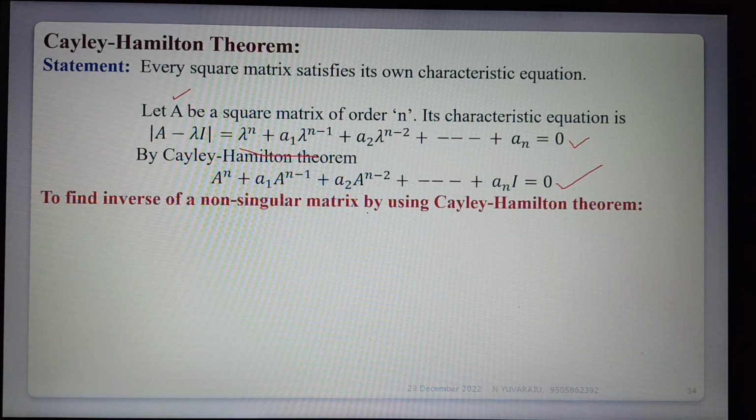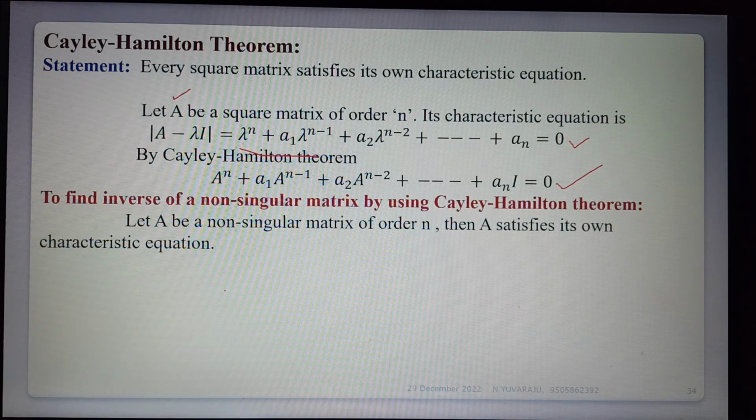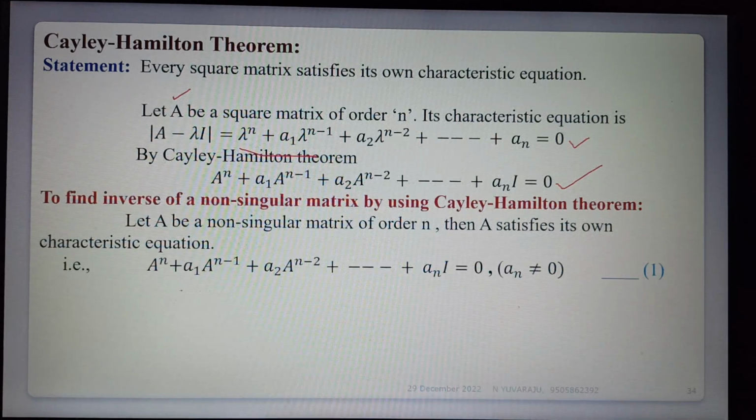So what is the use of the Cayley-Hamilton theorem? It is used to find the inverse of a non-singular matrix. This is used for finding A inverse. Now, how do we find A inverse? Let A be a non-singular matrix of order n. Then A satisfies its own characteristic equation: A^n + A1 A^(n-1) + A2 A^(n-2) + ... + An I = 0, where the coefficient An is not equal to 0.